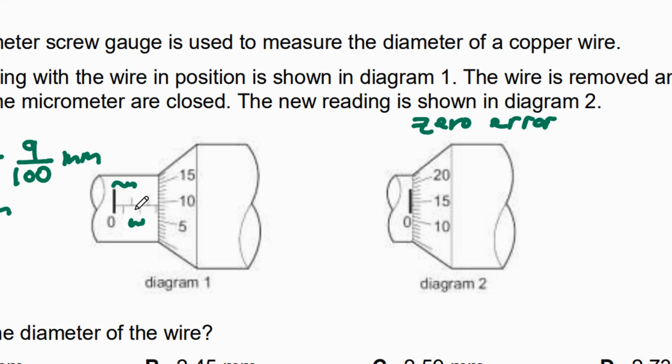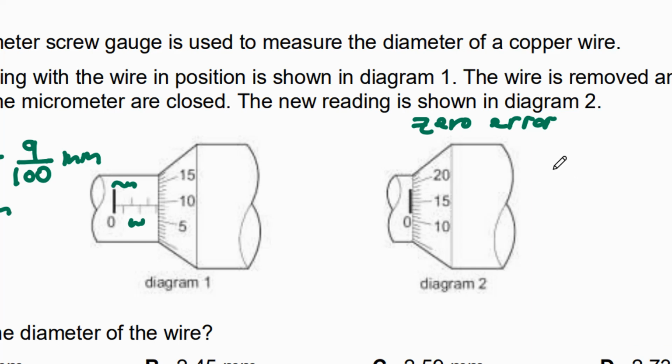And why do we have a zero error? Because this horizontal line here doesn't meet up with 0 on the vertical scale. We need to see where this horizontal line meets up with the vertical scale. If we compare these two drawings, it's a bit difficult to see, but it's at about 14. This line meets up with 14 on the vertical scale. So that tells us we have a zero error.